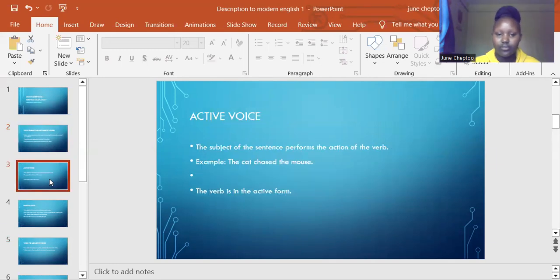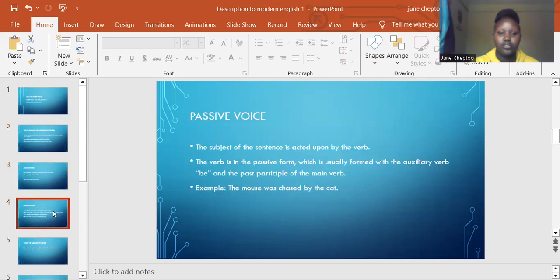Active voice: the subject of the sentence performs the action of the verb. For example, the cat chased the mouse. The verb is in active voice. Passive voice: the subject of the sentence is acted upon by the verb. The verb is in the passive form, which is usually formed with the auxiliary verb be and the past participle of the main verb. For example, the mouse was chased by the cat.